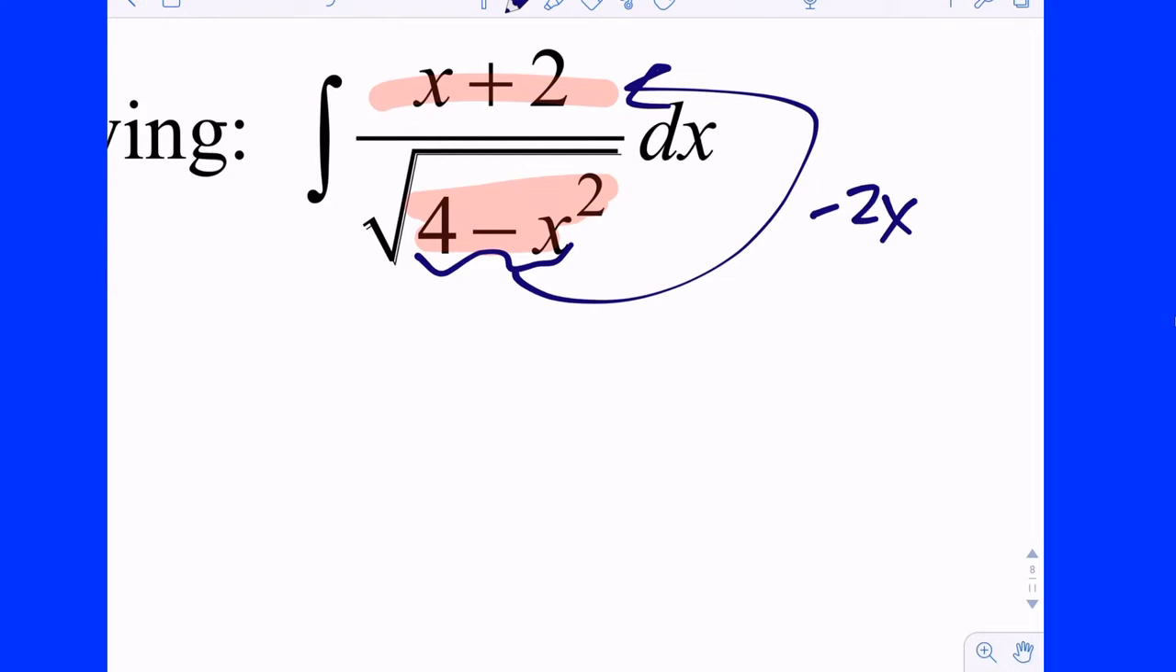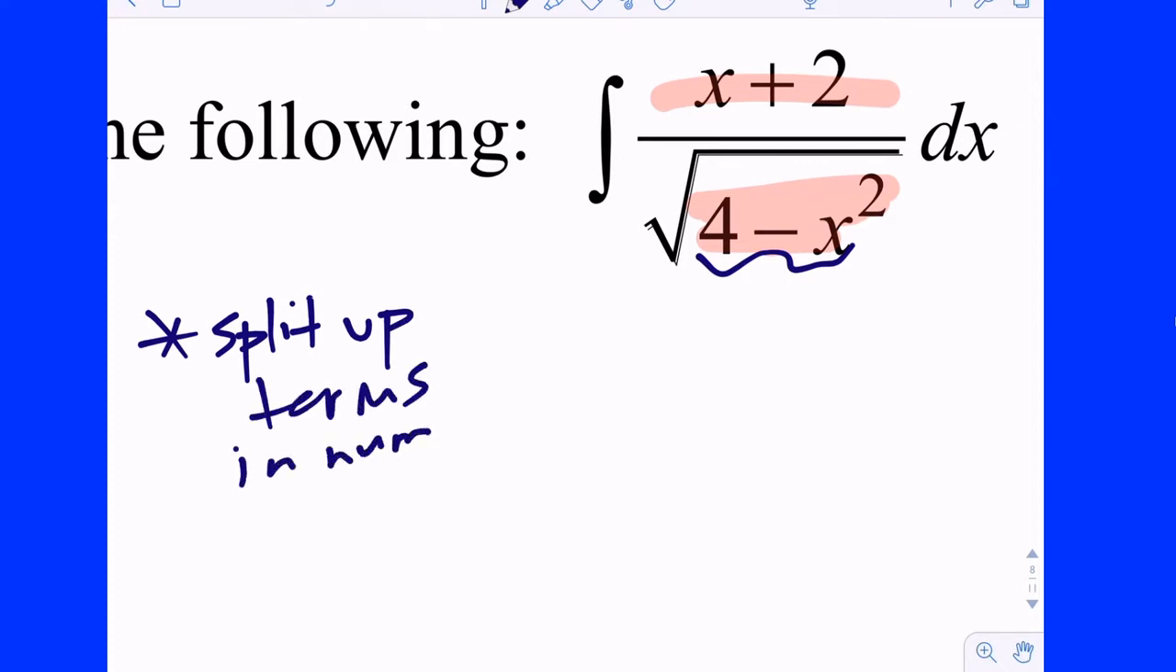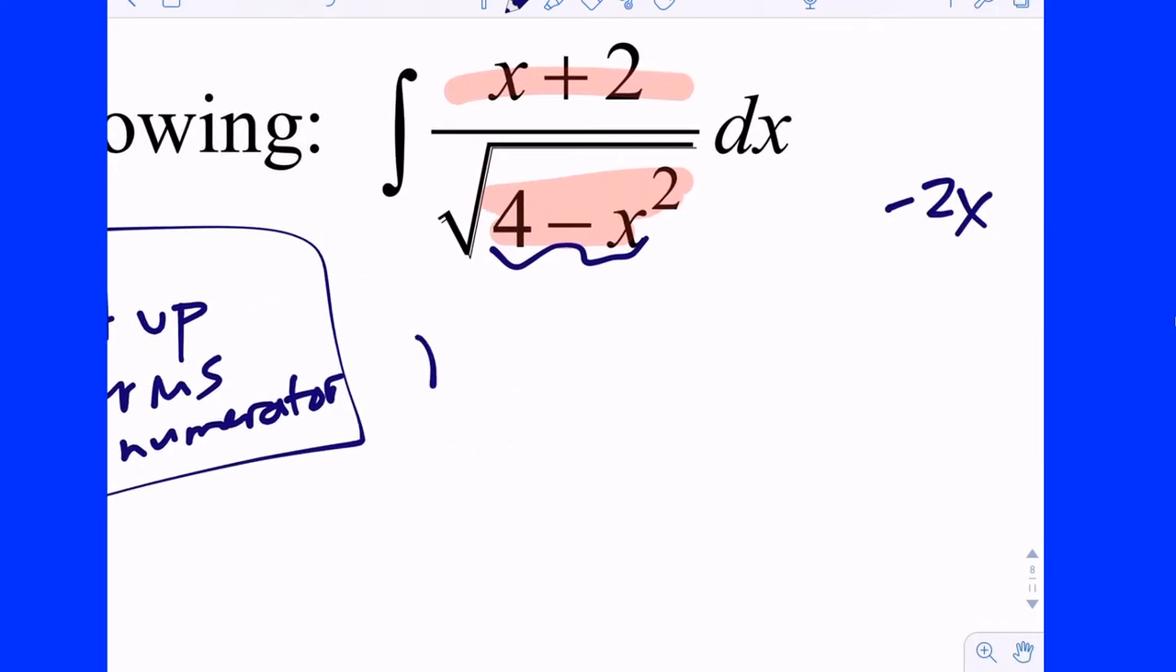All right, you two, quit fighting. You go to your room, and you go to your room. What does that mean? Well, we're going to split up the terms. That's what it means. And this is going to be one of our strategies: split up terms in the numerator. It's a lot easier than splitting up terms in the denominator. Now, I'm not going to give them each their own integral. You certainly could, with their own dx.